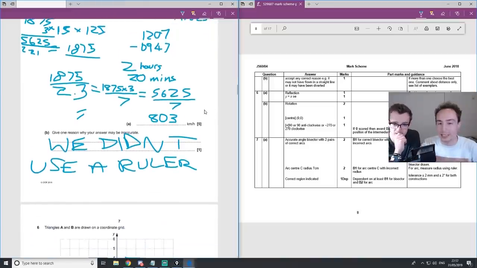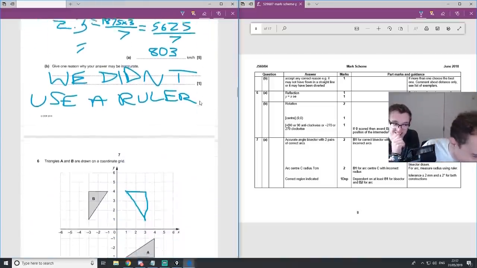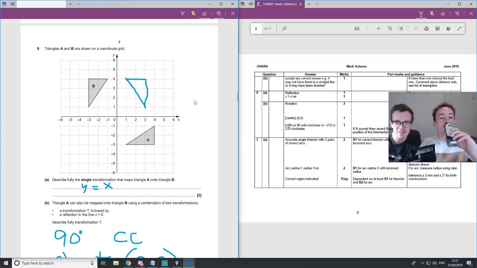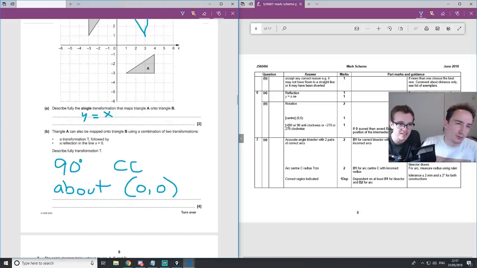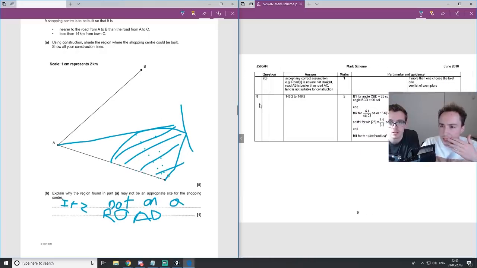Right, because we didn't use a ruler. Okay. Oh my god, for not writing reflection. But of course it's a reflection. Dumb. Right, well, we lost two marks so far. If we'd had a compass, we would have nailed it.